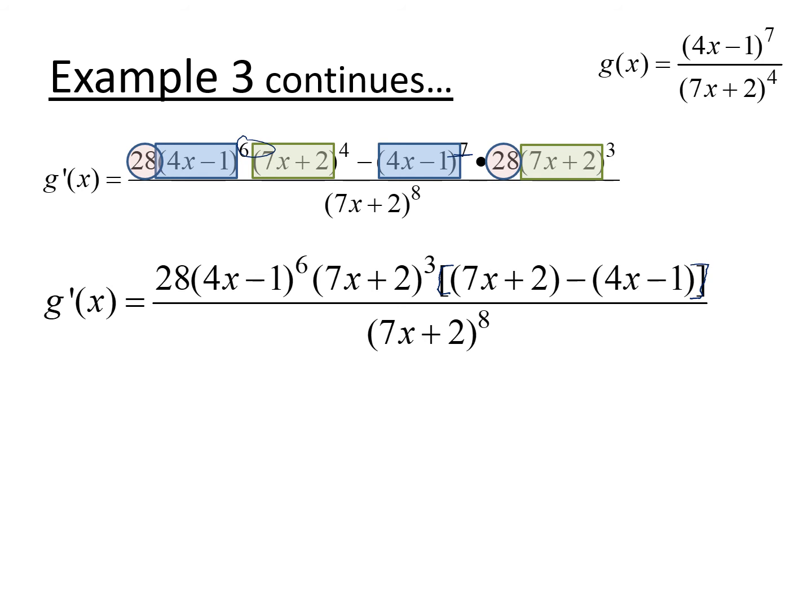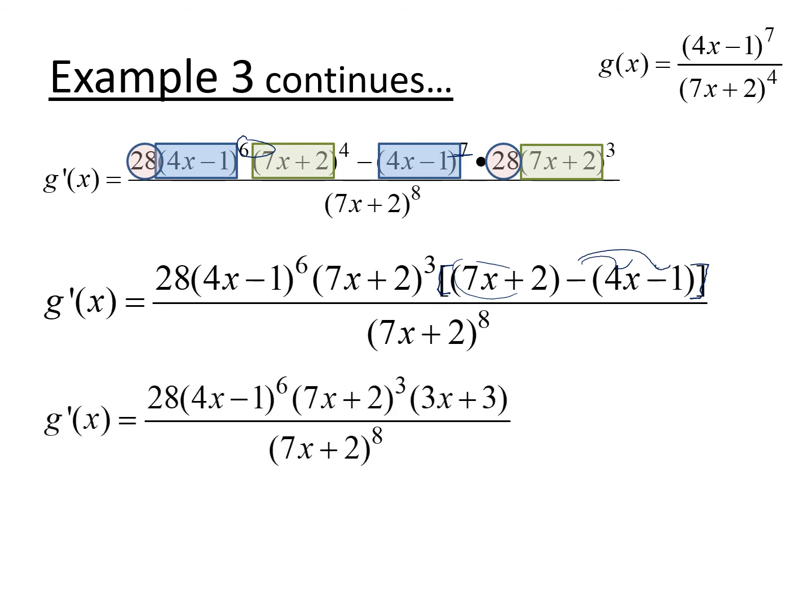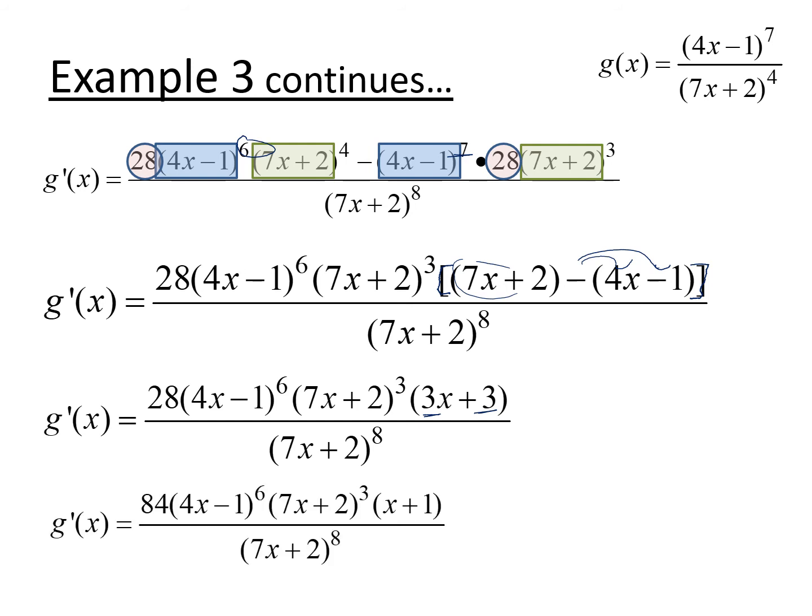So now I'm going to collect like terms in the brackets. I have a 7x, and then I'm going to distribute that. I have a minus 4x and then a plus 1. So that's going to become 3x plus 3. And then from here, there's different ways to keep simplifying it. My next step is I see that I have a 3 in both of these factors. So I'm going to factor out a 3 and put it with the 28. So 28 times 3 is 84.